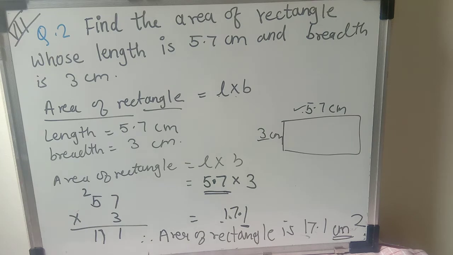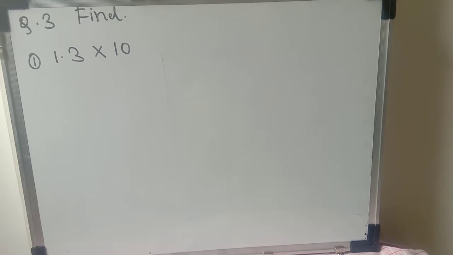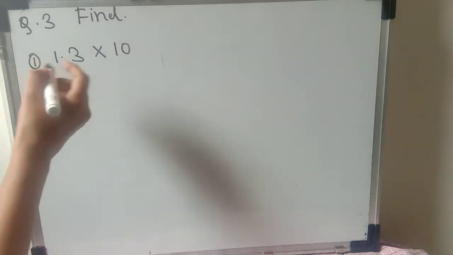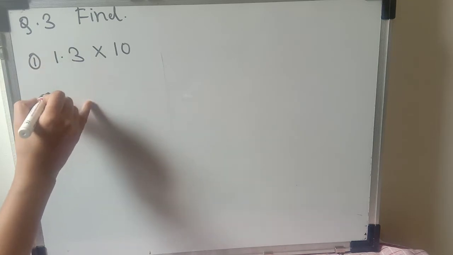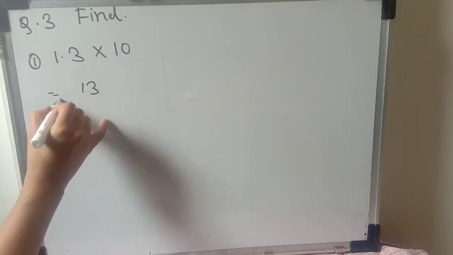So here we have finished question number 2. Okay, let's solve question number 3 now. Now question number 3: students, find. Here we have to multiply the decimal number with 10, 100 and 1000. So in the last session we learned, when we multiply any decimal number, what happens? First of all, we multiply this number as a whole number. So 13 multiplied by 10.